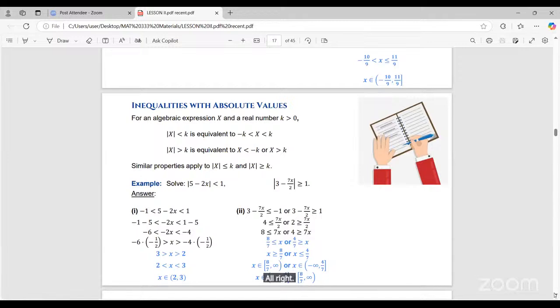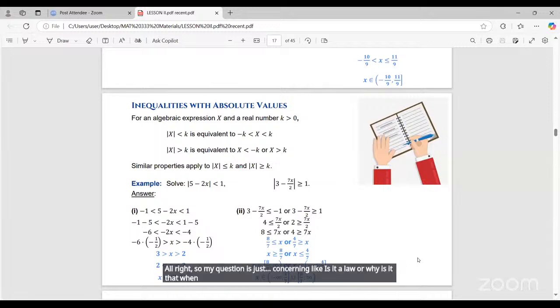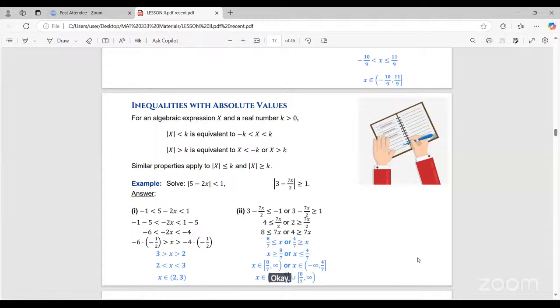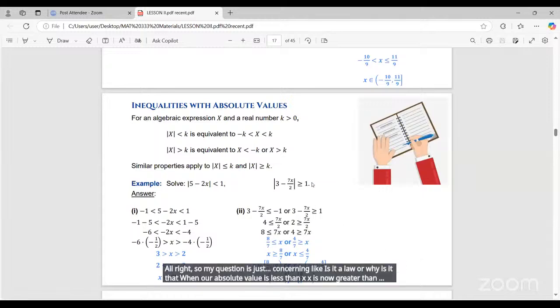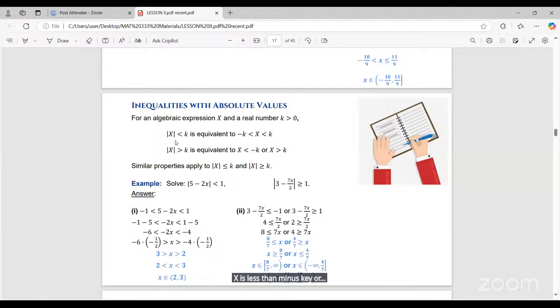My question is concerning the inequalities. Is it a law, or why is it that when the absolute value of x is less than k, x is greater than minus k and x is less than k, while when the absolute value of x is greater than k, x is less than minus k or x is greater than k? Is there a reason why it's 'or' in the second one, or is it just a law?